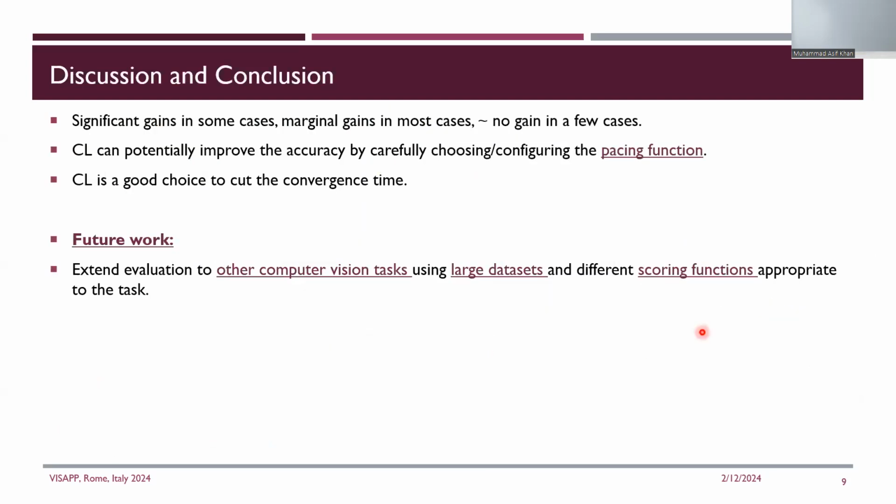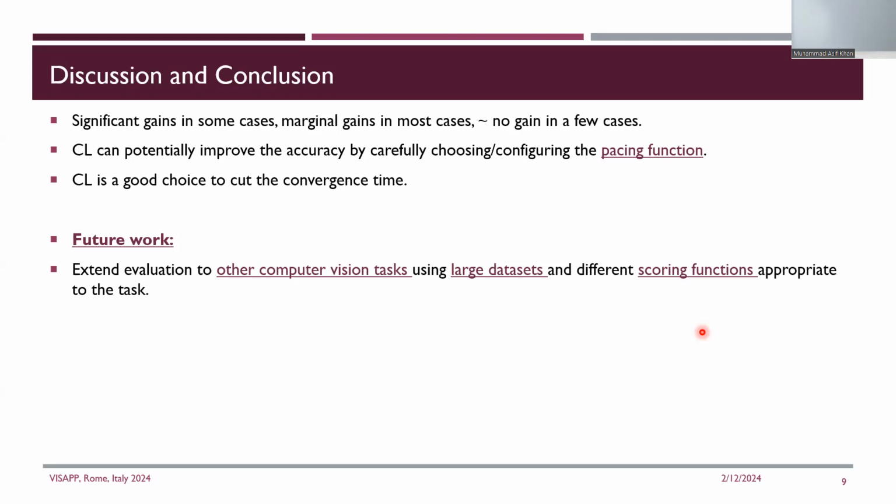Now, here are some of the discussions and conclusions from these experiments that we have performed. First, we can see significant gains in some cases using curriculum learning, while we get marginal gains in most cases, while some cases also show almost no gains, and the results were quite similar to standard training. We conclude that curriculum learning can potentially improve the accuracy by carefully choosing or configuring the pacing function, which is an important hyperparameter in curriculum learning settings.